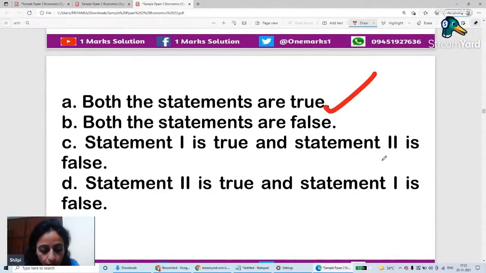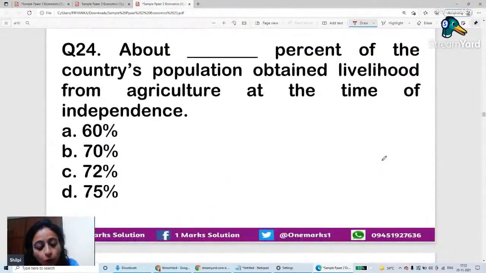Now question number 24. About dash percent of the country's population obtained livelihood from agriculture at the time of independence. So the correct option is 72% of the country's population obtained livelihood from agriculture at the time of independence, because you all know that we were hardly having any industrial sector or tertiary sector developed in the country. So most of the population was depending upon the agriculture for their livelihoods.